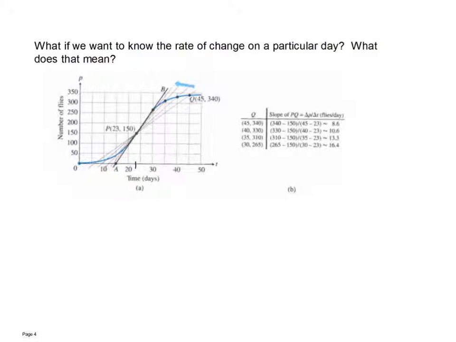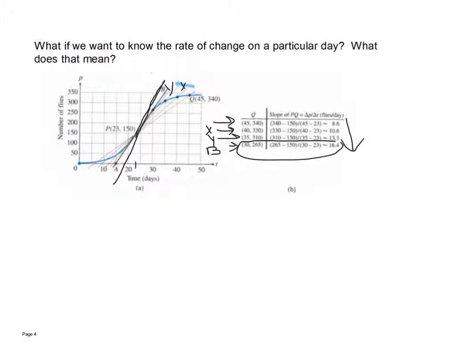That's a terrible line. Let me try that again. Of the tangent line right there. And as you see, our slopes are getting closer and closer to the actual slope at that point. Over here's a table that shows what if I go from Q to P, what if I go from 40, 330 to P, then X, then Y. And what if I go from B to P? B to P is clearly the best answer, but I'm getting closer and closer to the actual answer.